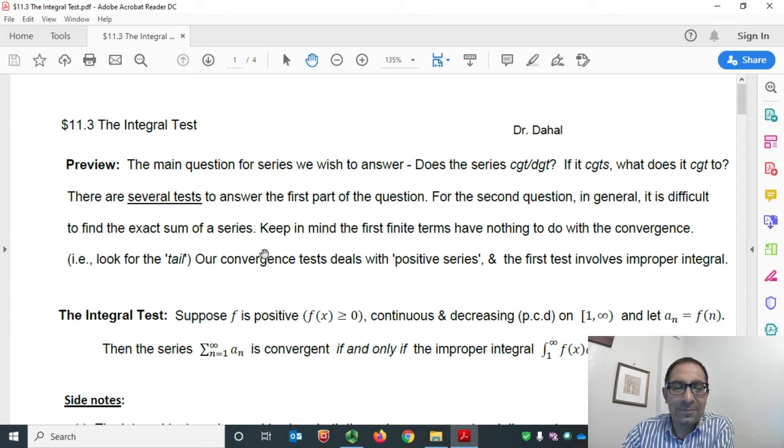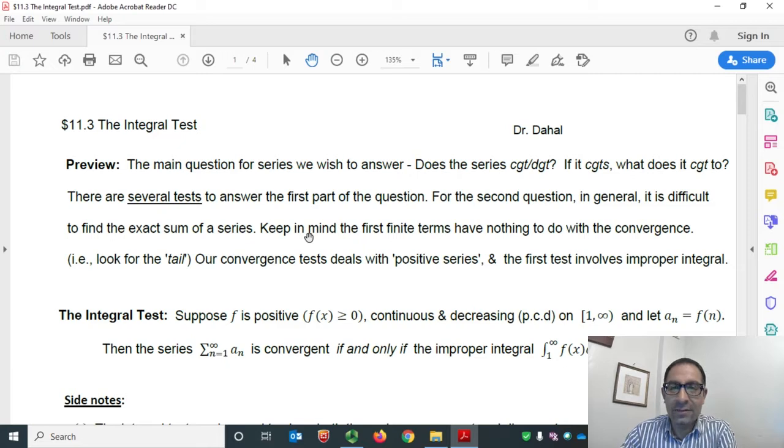First, quick preview. The main questions for series we wish to answer: does the series converge or diverge? If it converges, what does it converge to? There are several tests to answer the first part of the questions. And for the second question, in general, it is difficult to find the exact sum of a series.